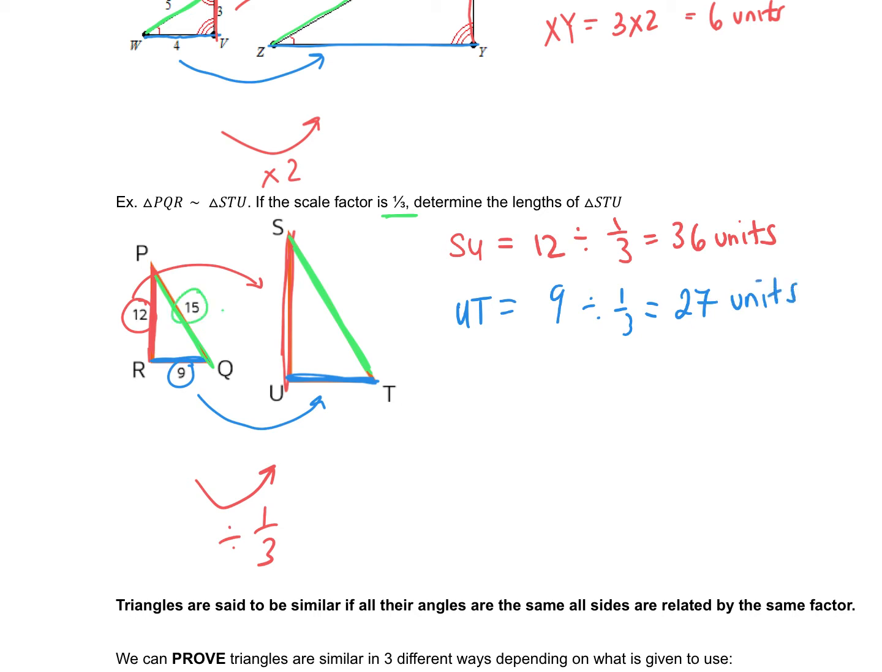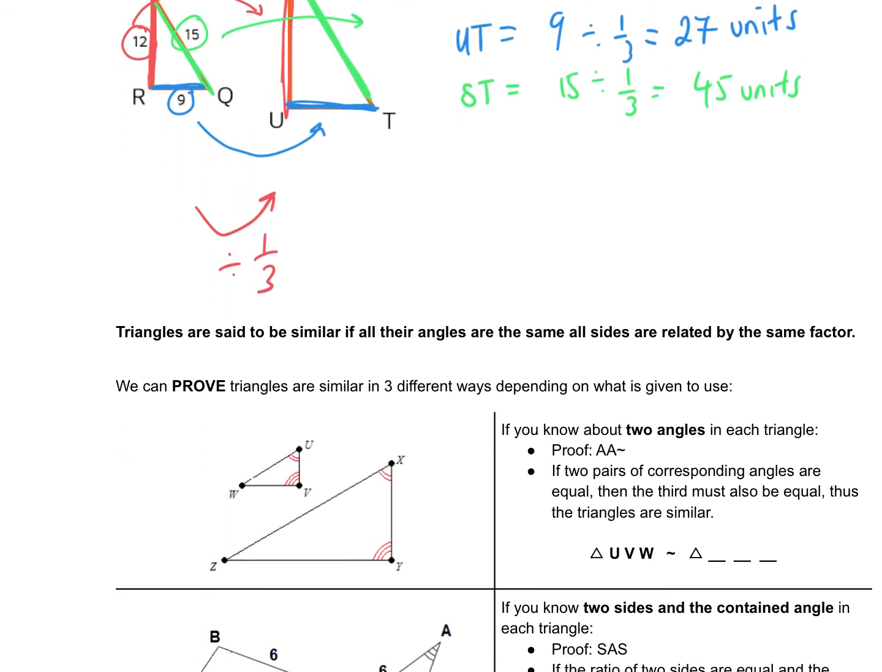And finally, the 15 to get side ST. So 15 divided by a third, and we get 45 units. So this is just a little sneak peek to the scale factor and trying to find the side length. This isn't how we're going to solve in the future, but just to familiarize ourselves that one triangle is a multiple of another, whether you're doubling or you're dividing by a third, whatever it may be.